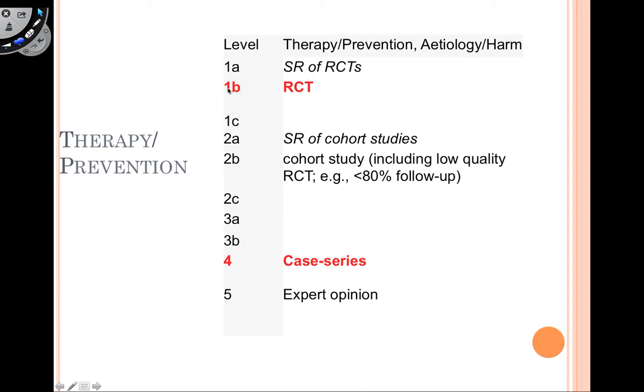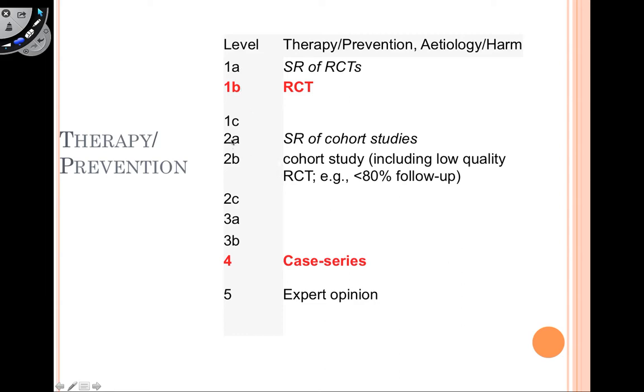And we can see first, we see this 1B, which is almost the highest level, higher being 1A, is RCT. And we notice that 1A is really a systematic review of RCTs. So systematic review is really a collection of several RCTs. So basically we know what an RCT is, we know what both a 1A and a 1B are.